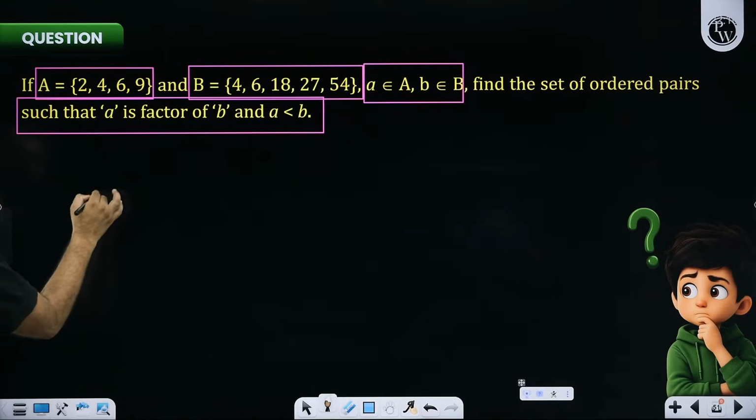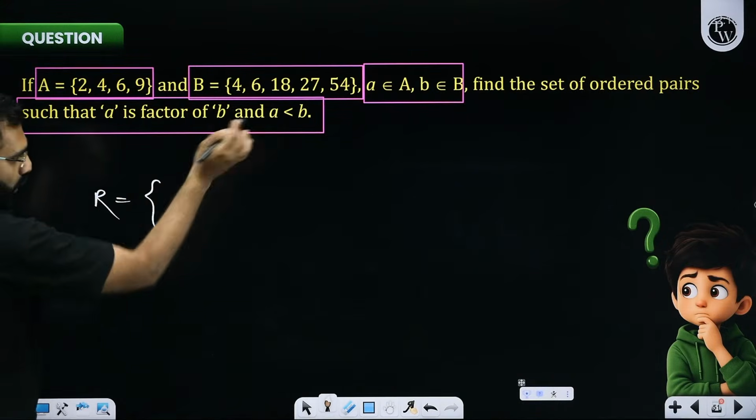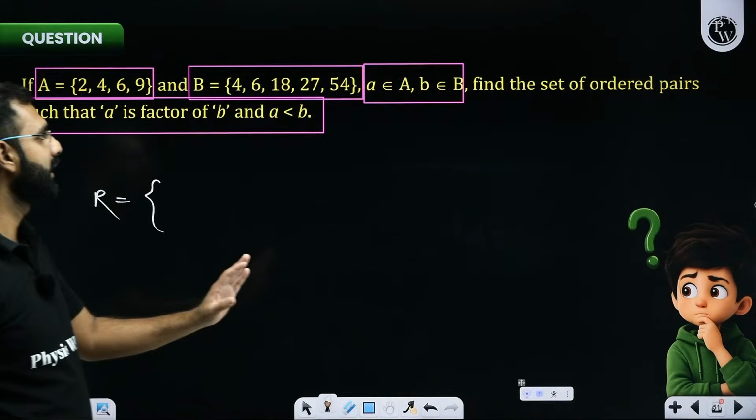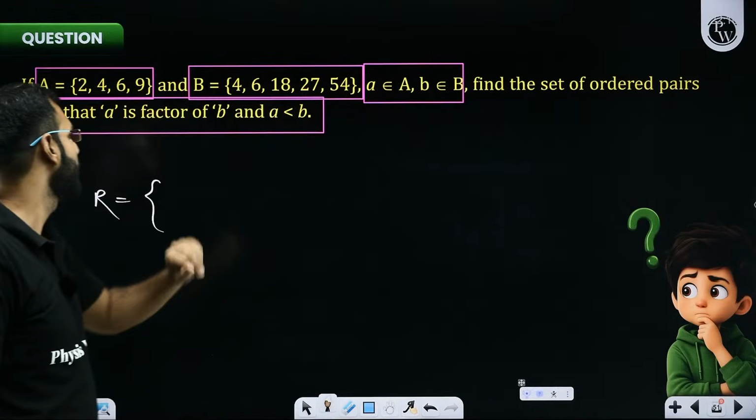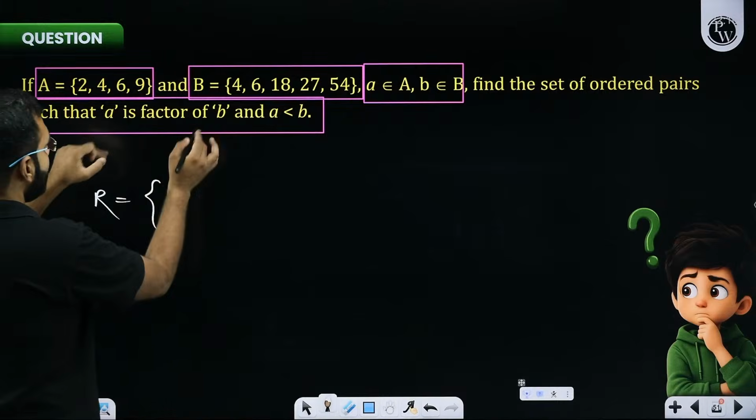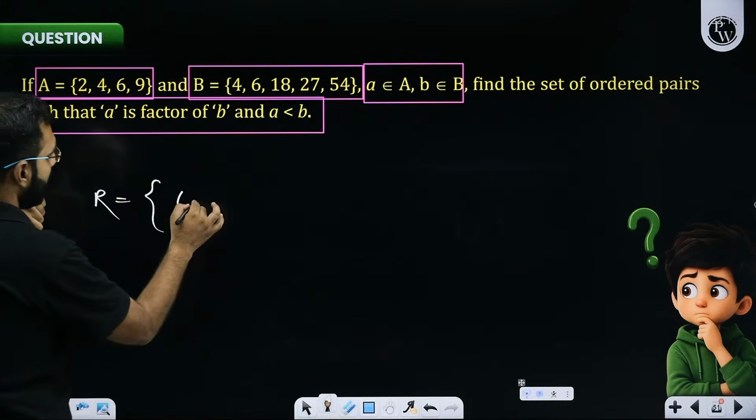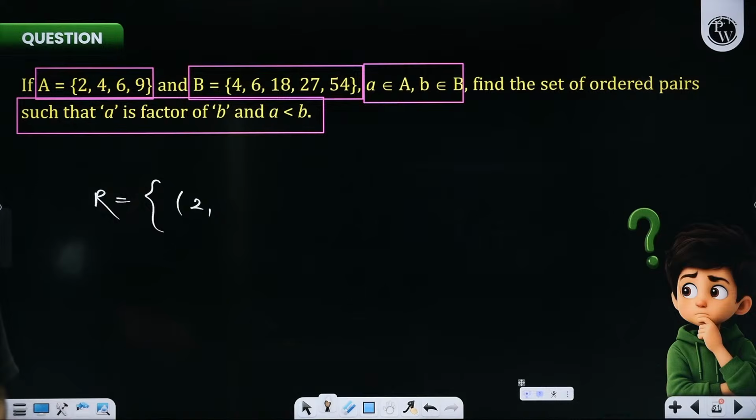Sir, if I wish to write this relation, I'll be taking the ordered pair where small a I'll be taking from here, small b I'll be taking from here, such that a is a factor of b. So let me take a as 2.